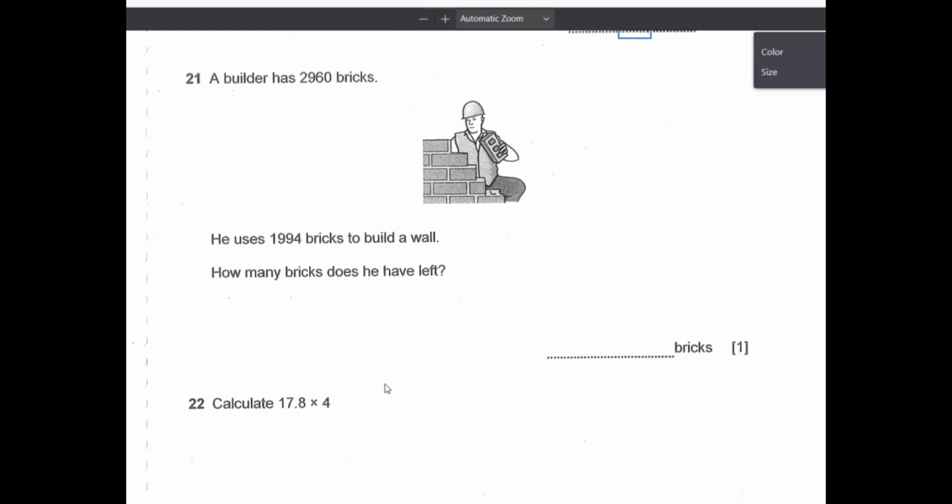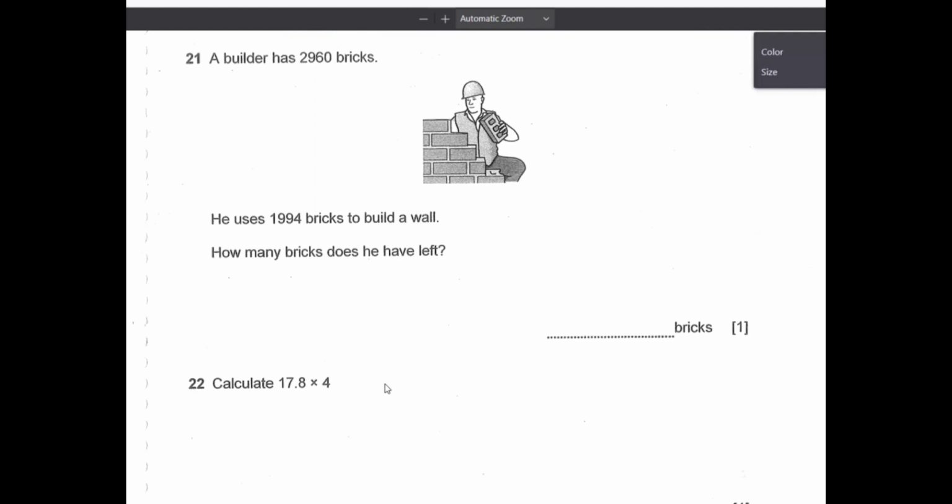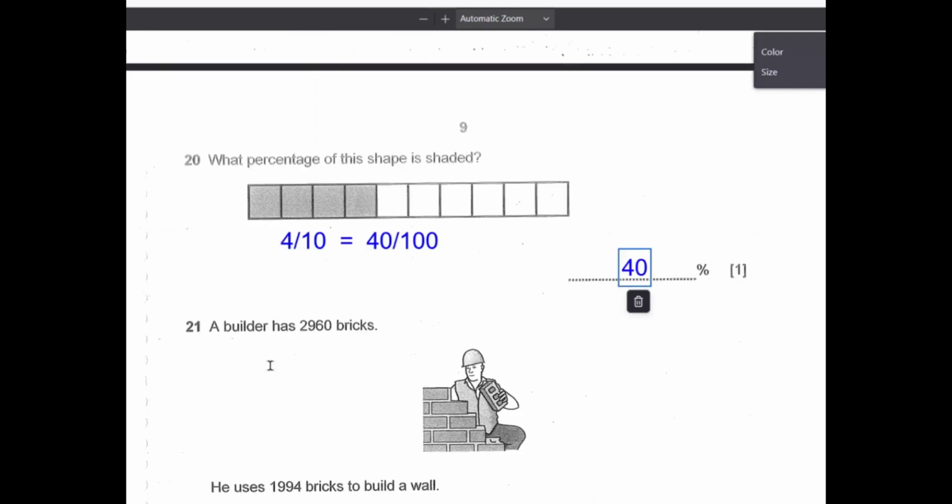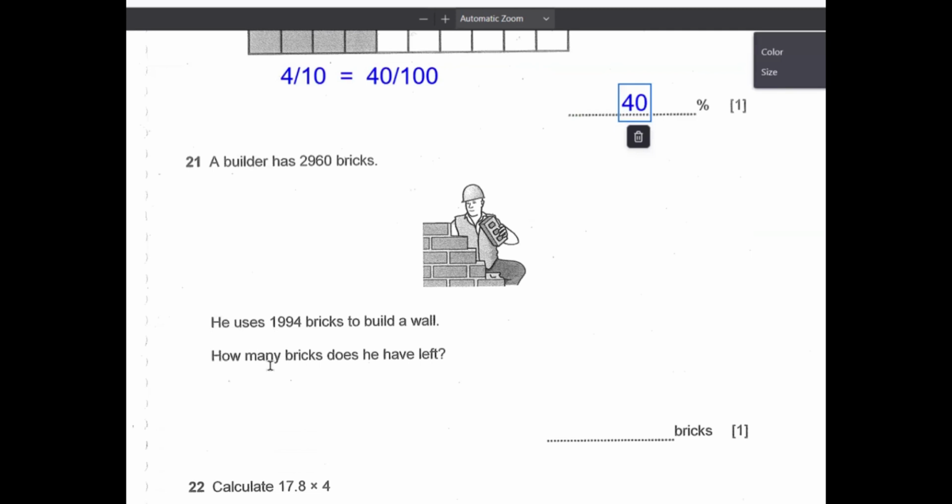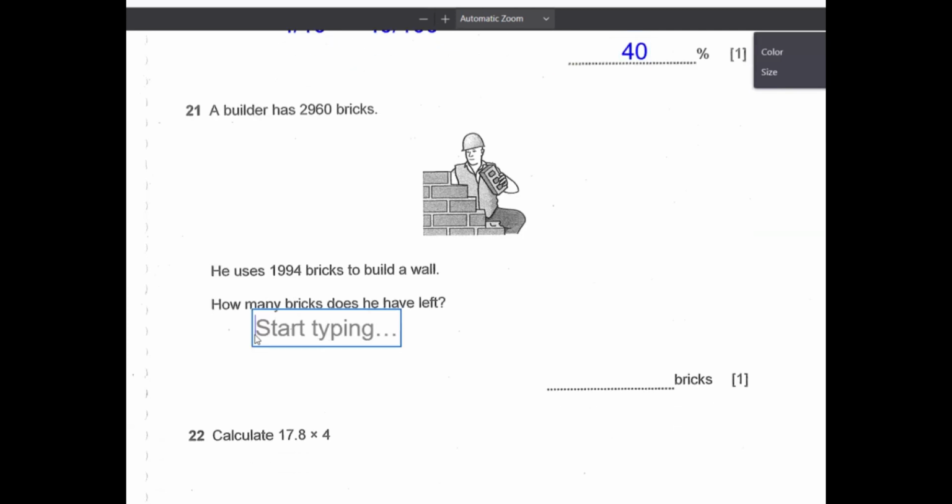Question 21. We said a builder has 2,660 bricks. He uses 1,994 bricks to build a wall. How many bricks does he have left? All you need to do is subtraction, and subtraction is one of the easiest questions. You just subtract.